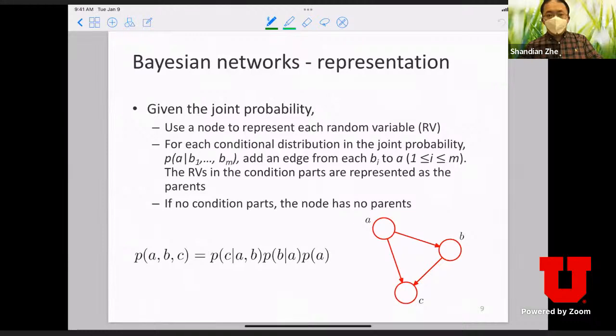So I'm going to repeat this rule again. Given a joint probability, we use a node to represent each random variable in this joint probability. For each conditional distribution in this joint probability, which in general has the form P of A given B1 to Bm, of course m can be 0, we then add an edge from each condition random variable to A. So the random variables in the condition part are represented as the parents. If there is no conditional part in this term, the node has no parents. Okay, does it sound reasonable for everyone? It's just a simple rule to draw a graph to represent the decomposition structure of the joint probability.